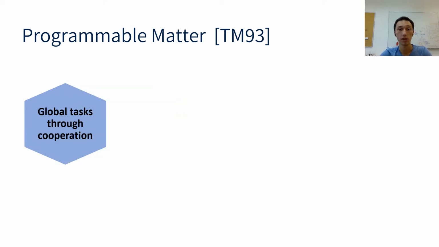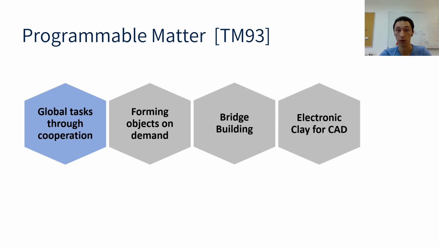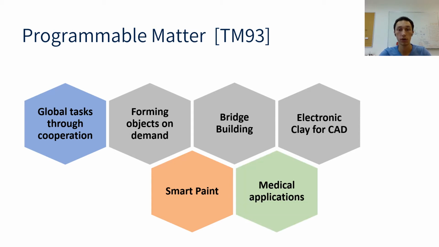The first natural application of programmable matter is forming objects on demand. A concrete example of that is bridge building. A slightly more complex example is electronic clay for computer-aided design. More precisely, the particles form a shape that physically reflects a computer 3D design, allowing for both better visualization and also direct changes by physically moving particles. Second, particles can be used to form smart paint layers, which have the additional ability to monitor and repair structural integrity. Third, very small particles could be used to perform surgeries inside your body.